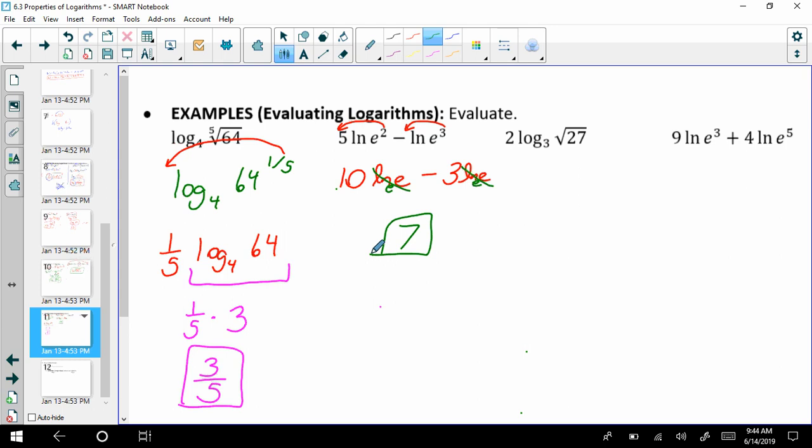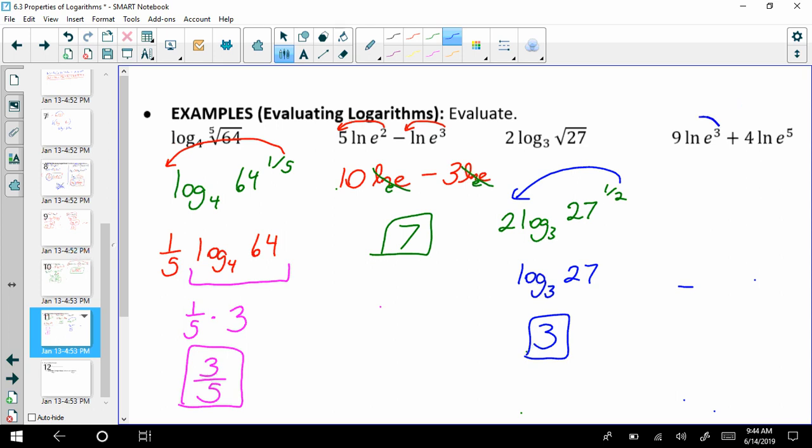Let's look at the next guy. There's a radical involved. So let's rewrite it without the radical. So that would be the same thing as 27 to the 1/2 power. Now what? Well, let's get rid of that exponent. Move it forward. So when it moves forward, it's going to multiply to the 2. So what's 2 times 1/2? 1. So it's basically gone. And now we have a nice simple logarithm to solve. This is asking 3 to what power is 27? And it should be 3.